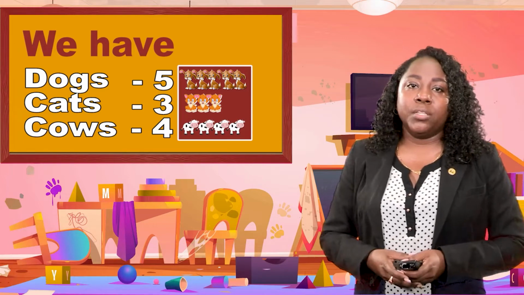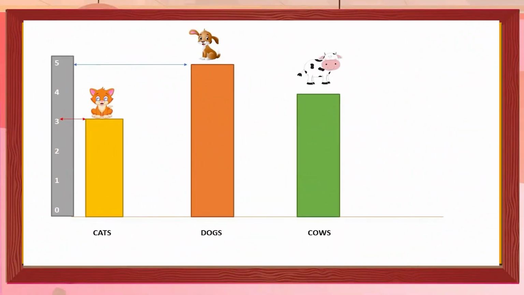If I put them on the bar chart, this is what it would look like. So I have the numbers at the side. Then at the bottom, I have the yellow bar for the cats, the orange bar for the dogs, and the green bar for the cows. Now, I can't just draw these bars running all up to the sky. I have to look for the number across.